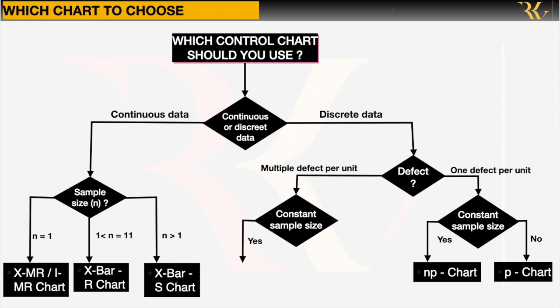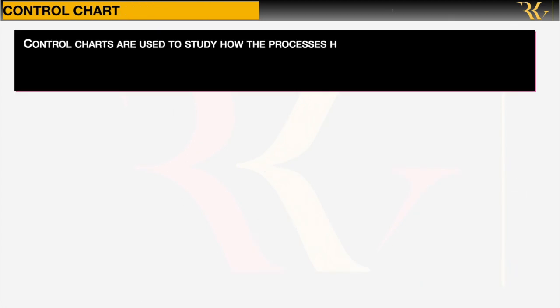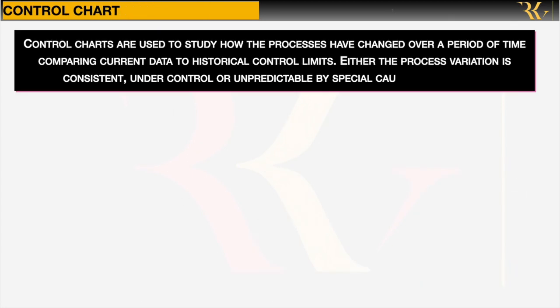If data is discrete, then defects per unit is countable. If multiple defects per unit and sample size is constant, then use the C chart. If sample size is not constant, then use the U chart. If defects per unit is 1 and sample size is constant, then the NP chart, and if sample size is not constant, then we use the P chart. Control charts are used to study how processes have changed over a period of time, comparing current data to historical control limits.